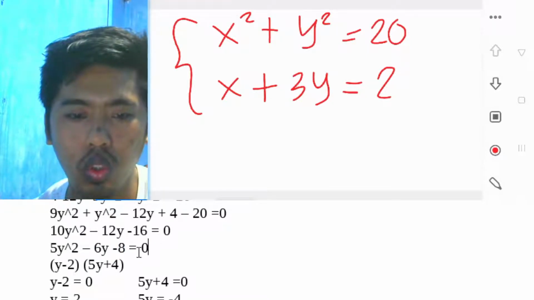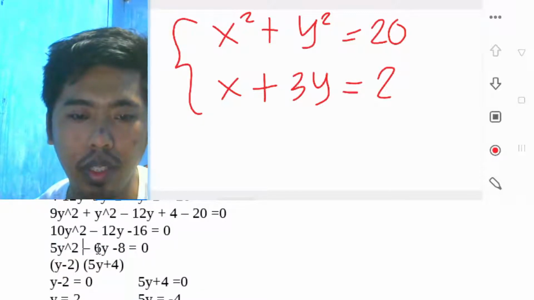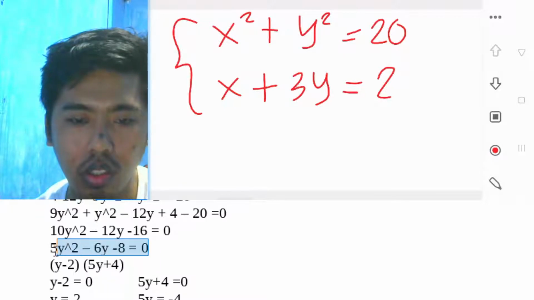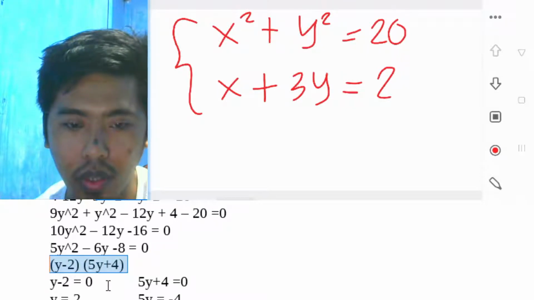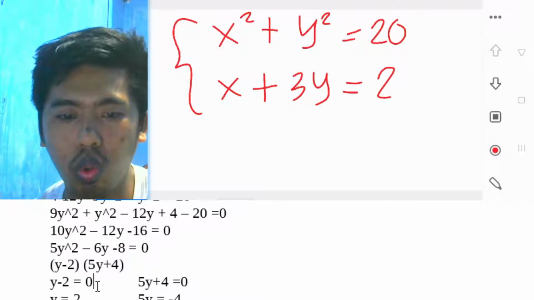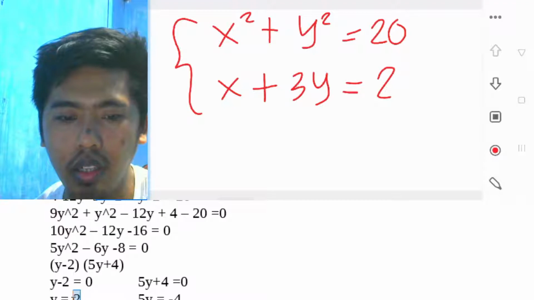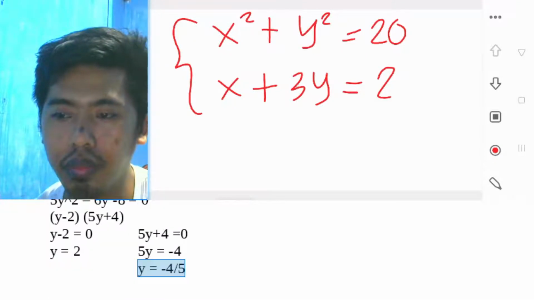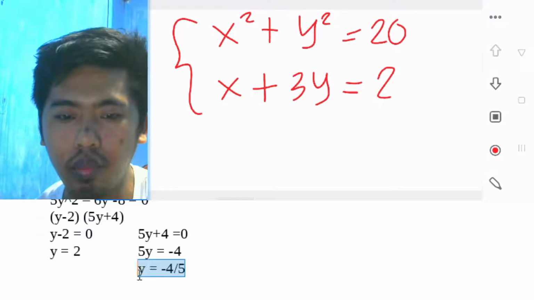After that, I have a trinomial here that I can basically factor. I already figured out what those numbers are. So I have y minus 2 and 5y plus 4, equal to 0 each. So the value of y is 2 and negative 4 over 5.